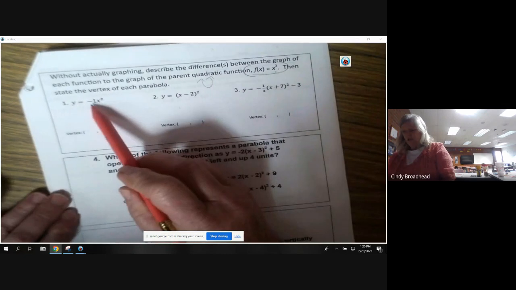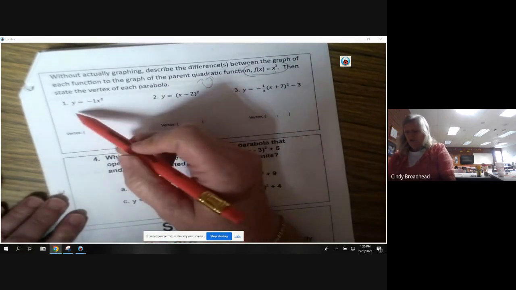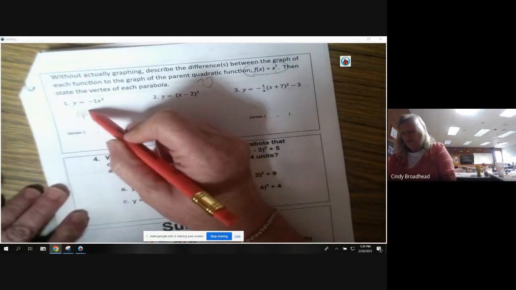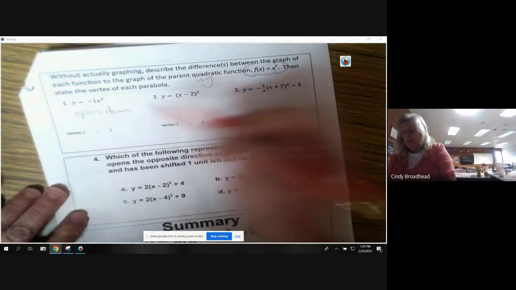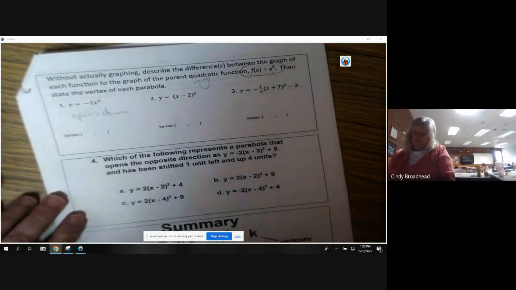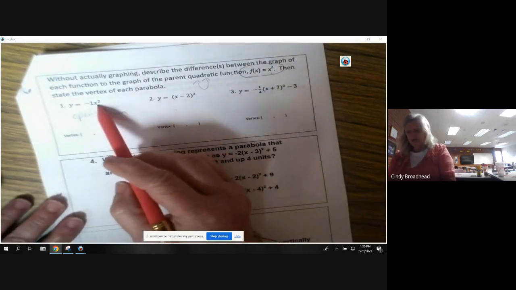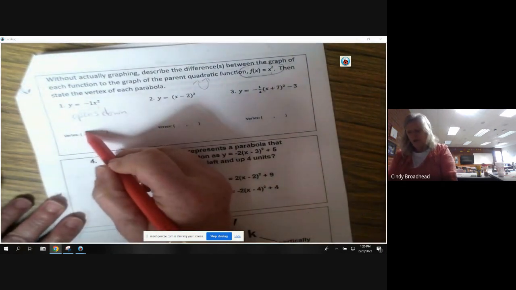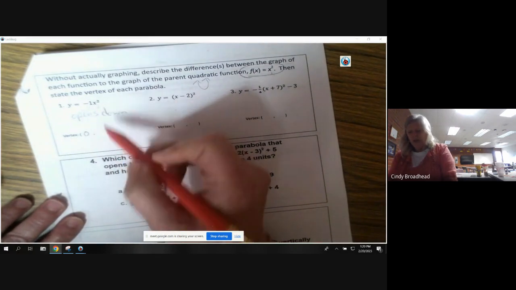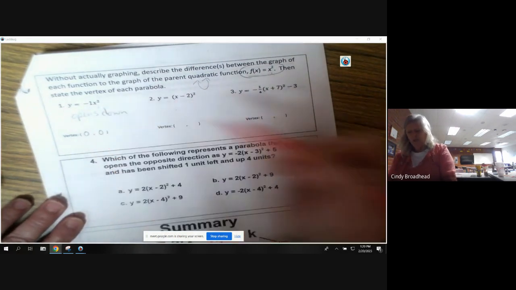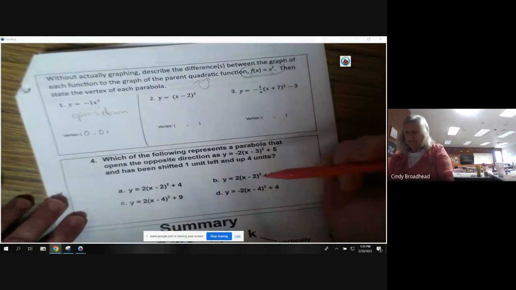The only difference here is it has a -1. So the difference is it opens down instead of up. And then they want to know the vertex. So remember how we talked about when it was missing pieces, how there's nothing inside a parenthesis with the x? That means 0. See how there's no constant added on to the end? That means 0 for the vertex.